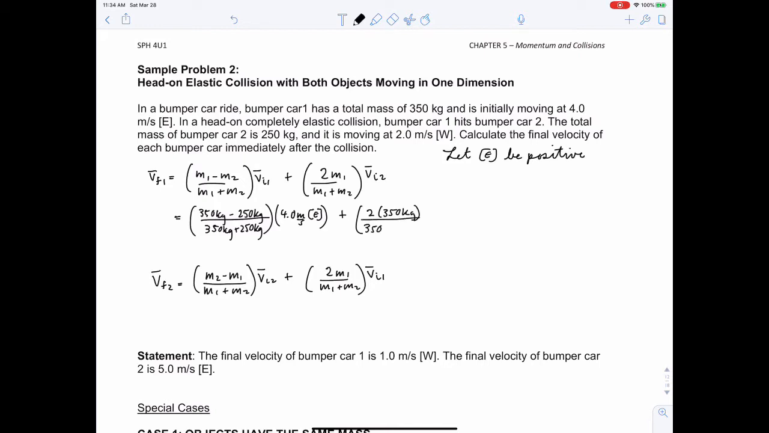So continuing, 2 times 350 kilograms divided by 350 plus 250, multiplied by the initial velocity of object number 2. I'm going to write it as negative 2.0 meters per second east because it is positive 2.0 meters per second west.